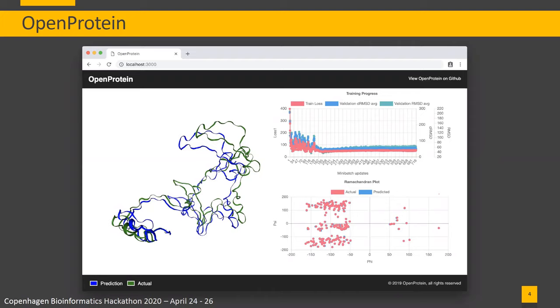So right, in machine learning, it takes quite a while to train, but every iteration, you'll sort of get instant feedback of how well the algorithm is doing. And at the bottom right here, we also have a Ramachandran plot that sort of shows how correct your angle predictions are for the particular protein.